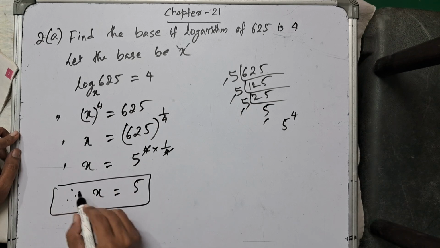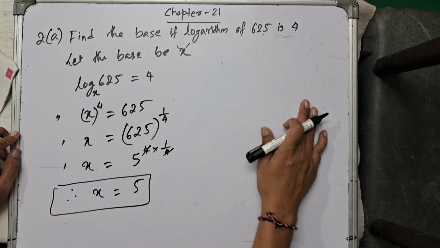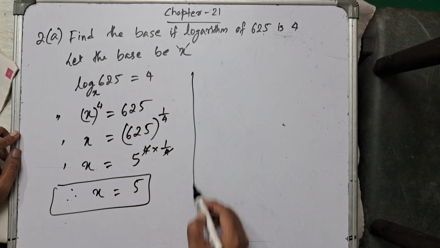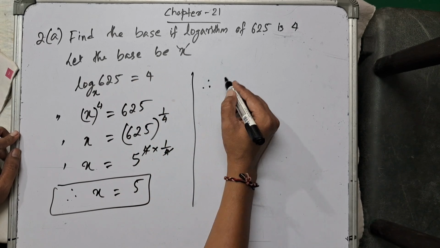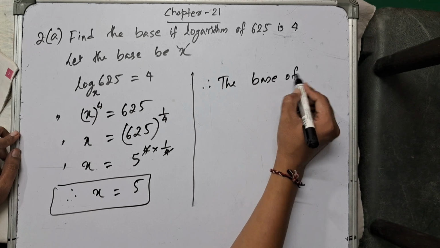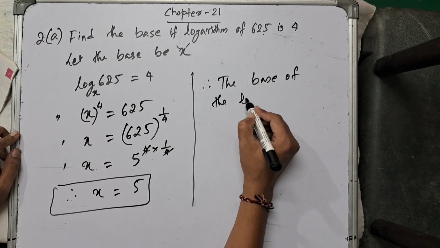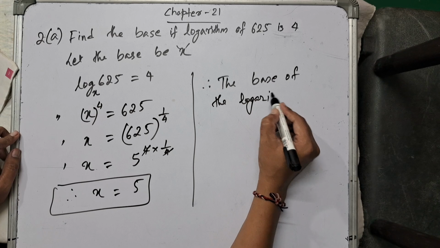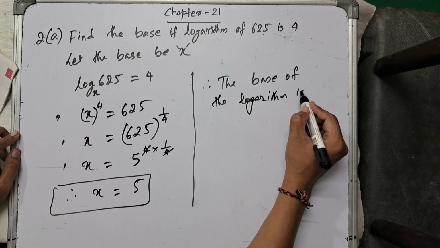So we got x equal to 5, and x was the base of the logarithm we had supposed earlier, isn't it? Therefore, the base of the logarithm is 5.